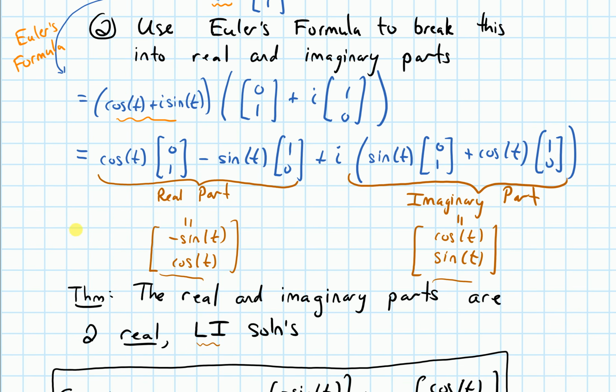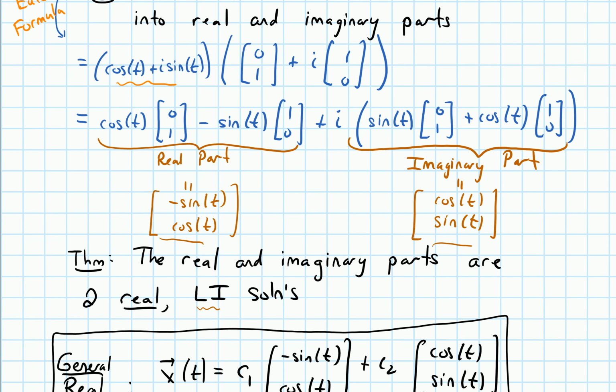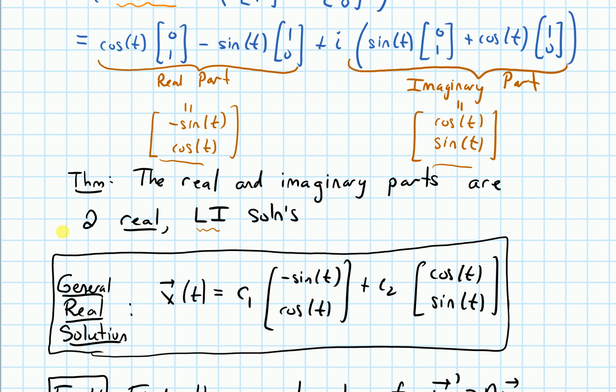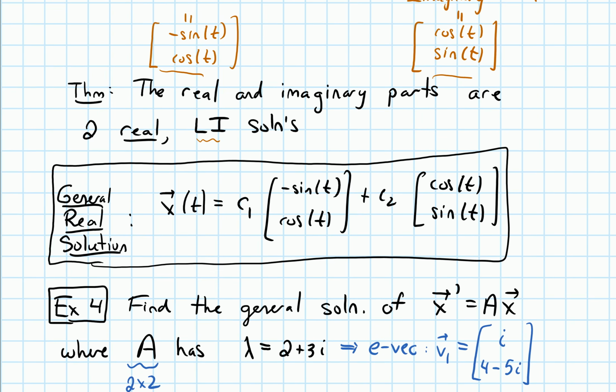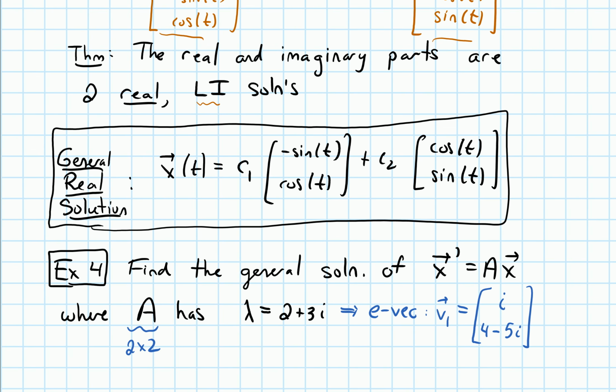Okay, so this will apply even when we have more solutions because our matrix is larger. All right, so let's do another example. Let's find the general solution of this matrix ODE where A is 2 by 2, and we're given that it has the eigenvalue 2 plus 3i that corresponds to this eigenvector v1.